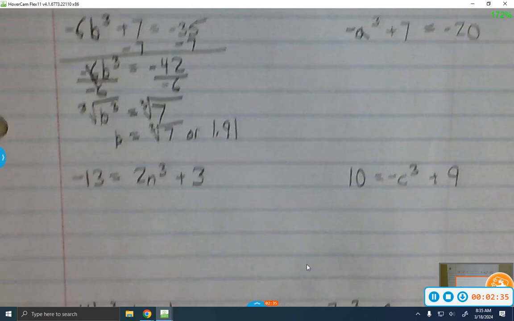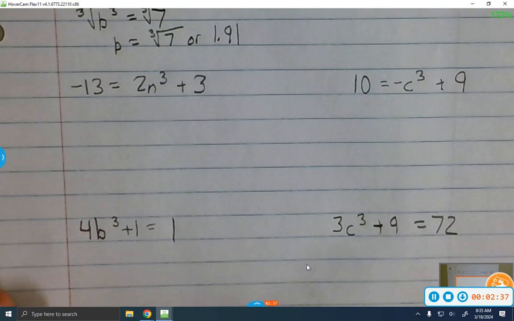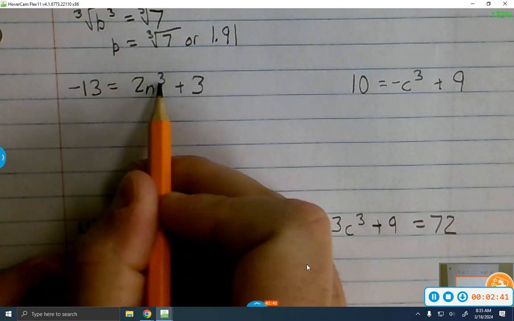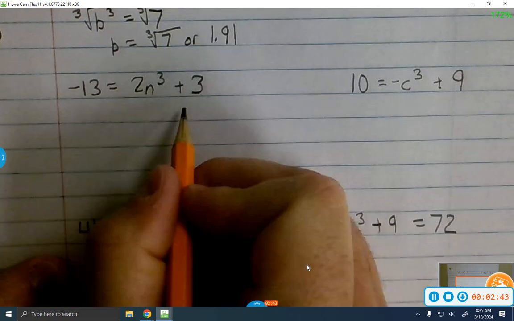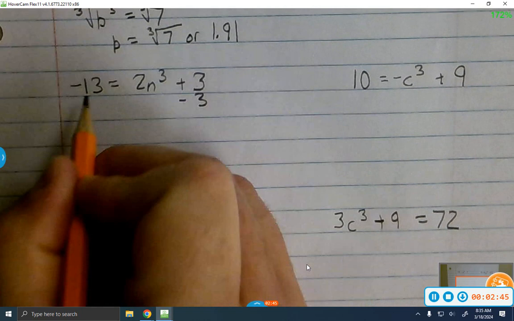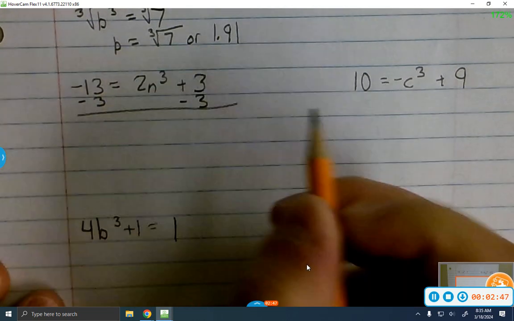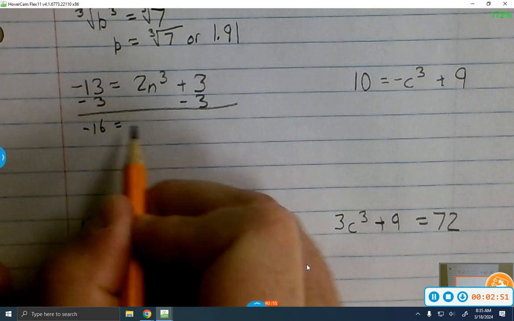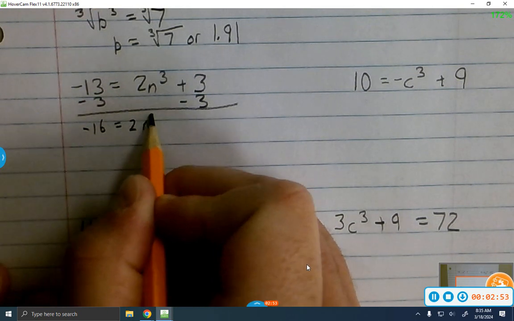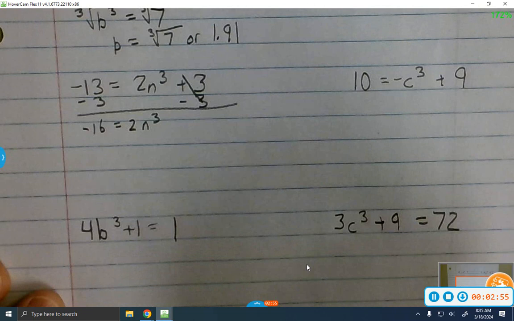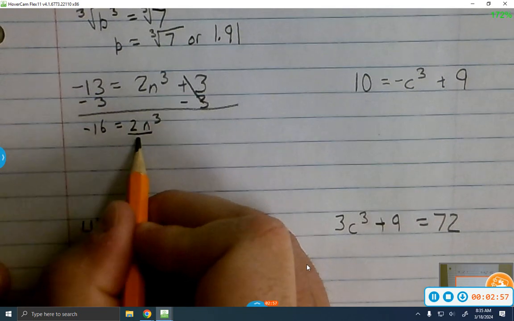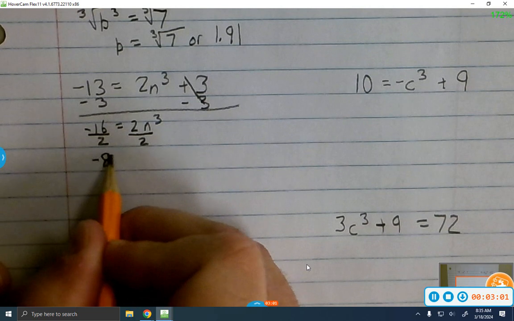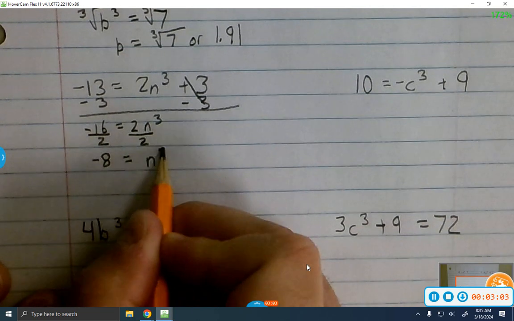All right, dropping down again to the next one here. I've got negative 13 equals 2n cubed plus 3. So we're going to start by subtracting the 3 away. So we get negative 16 equals 2n cubed, because these cancel. Then we're going to divide by 2, and now something is going to happen here. Negative 8 equals n cubed.